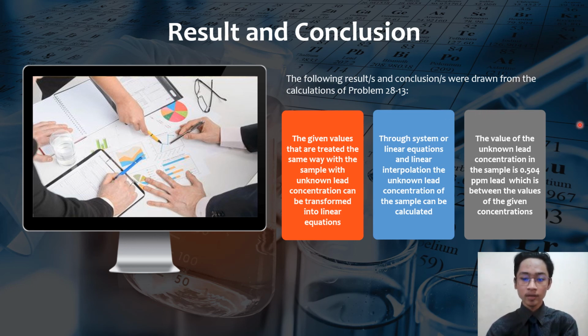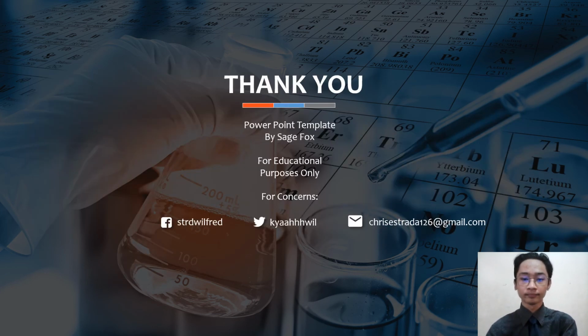Second, through system of linear equations and linear interpolation, the unknown lead concentration of the sample can be calculated. And lastly, the value of the unknown lead concentration in the sample is 0.504 ppm lead, which is between the values of the given concentrations.